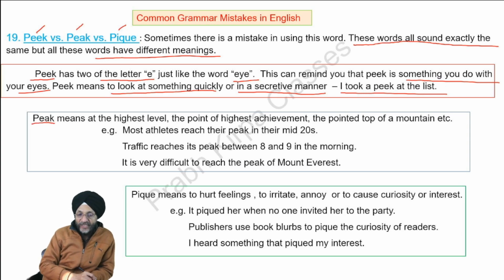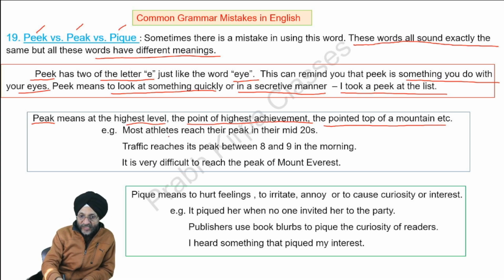Then peak, P-E-A-K. Peak means at the highest level, at the point of highest achievement, or the pointed top of a mountain, etc. Most athletes reach their peak. Here, peak means highest achievement. Most athletes reach their peak in their mid 20s. Traffic reaches its peak. Here, peak means the highest level. Traffic reaches its peak between 8 and 9 in the morning.